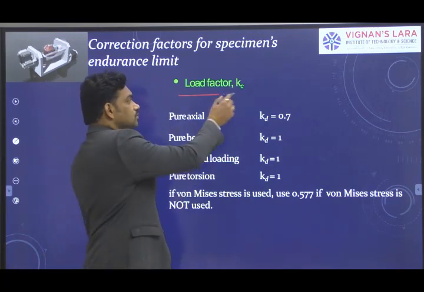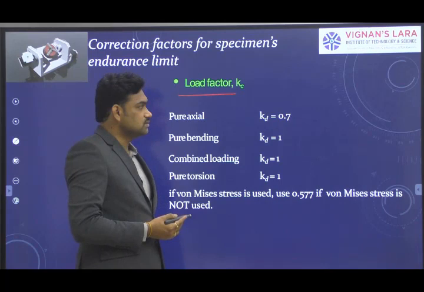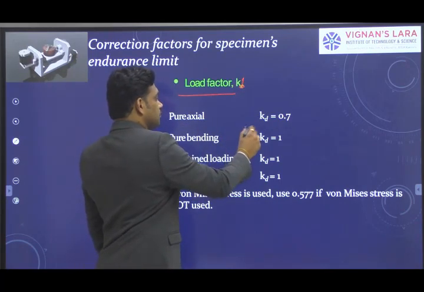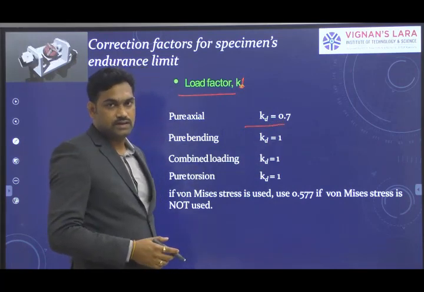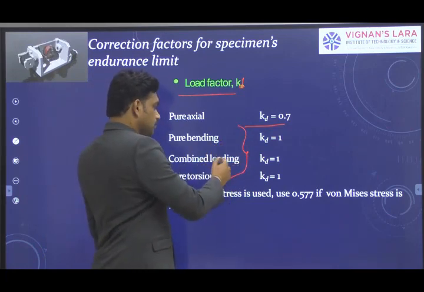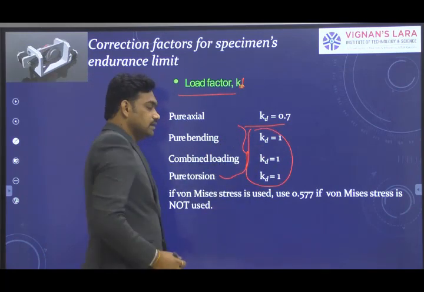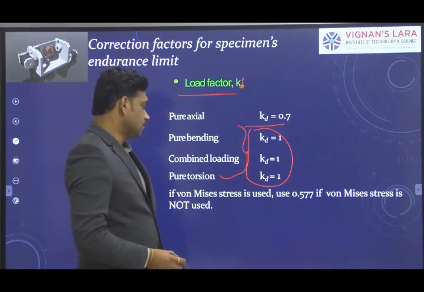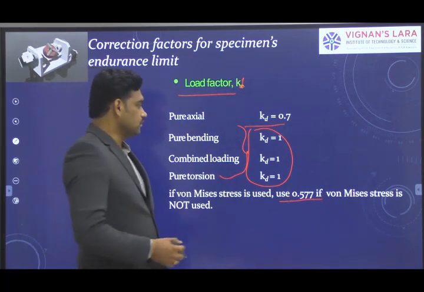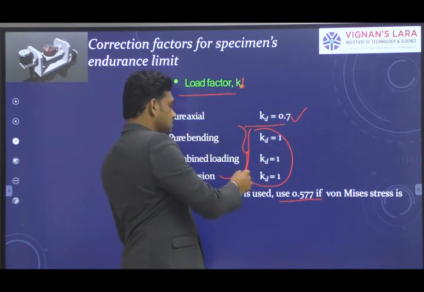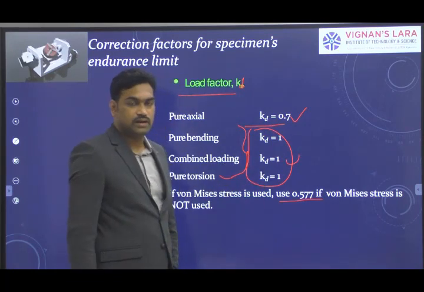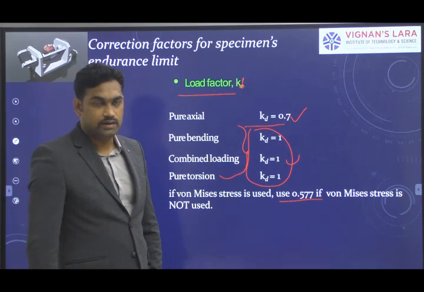So whenever it is subjected to different load conditions, we denote the load factor by KD. For pure axial loading, you can take it as 0.7. For pure bending, combined loading, and pure torsion, you can take the load factor as 1. For one measure stress it is 0.57, which is not required here. So for bending as well as combined loading or pure torsion, the load factor is 1, and for axial loading, it is 0.7.